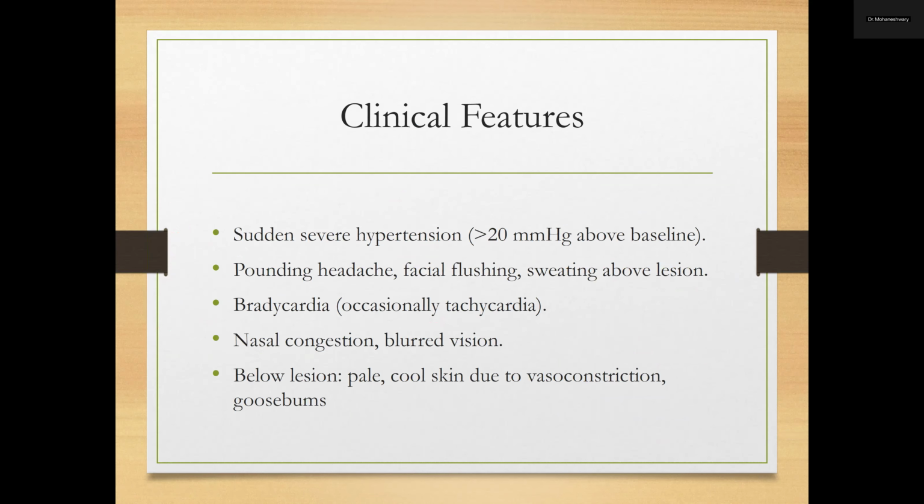So as I mentioned earlier, the clinical features: they will come in with sudden hypertension, 20 mmHg above the baseline. So do ask patients if they know their baseline blood pressure. Most of them are aware of that. They will have a pounding headache, facial flushing, sweating above the lesion, bradycardia, nasal congestion, blurred vision also above the lesion. Below the lesion, they can have pale, cool skin due to vasoconstriction, and goosebumps, piloerection.